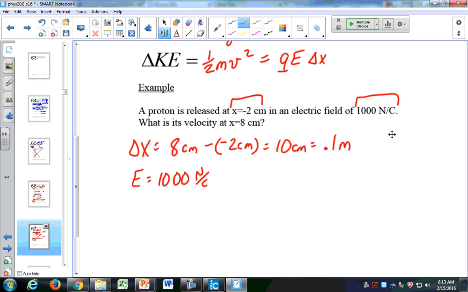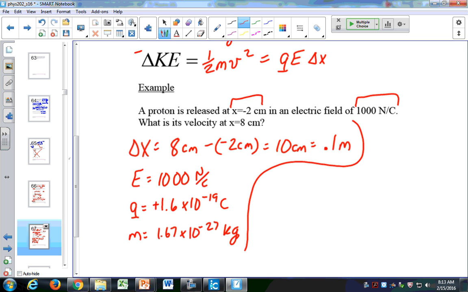And I have this proton that's released in the electric field. Remember a couple things I know about the proton. I know its charge, which is positive 1.6 times 10 to the minus 19 coulombs. And I also know the mass of the proton, which is 1.67 times 10 to the minus 27 kilograms. So if I have this proton in this electric field and it travels a certain distance, then I can very reliably describe its velocity. I can come back up here to this derivation that I have for QE delta x.